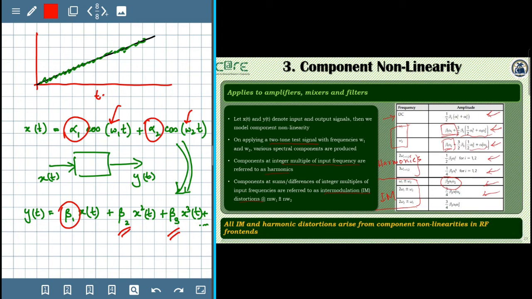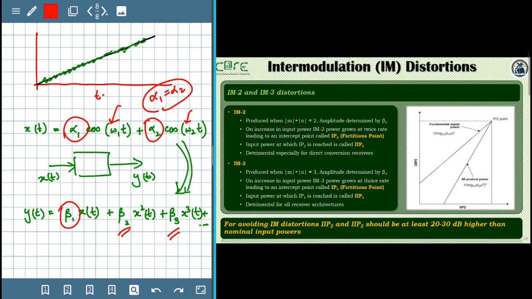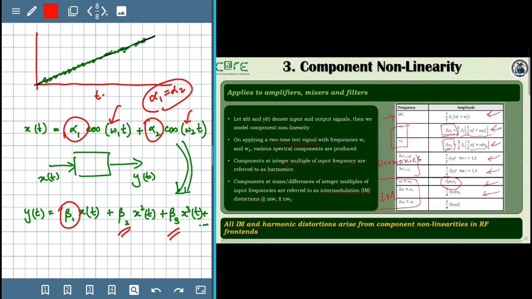For simplicity, we will now consider the case of alpha 1 being equal to alpha 2. That is, both the tones in the test signal have equal power, but the analysis and the conclusions that we are going to derive will apply equally to all other scenarios as well. Now, once that is the case, it is fairly evident that the amplitude of the intermodulation distortion is completely determined by beta 2, and if beta 2 is a small number, this will be a small power at the output.